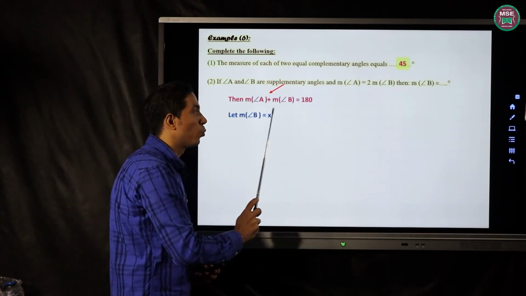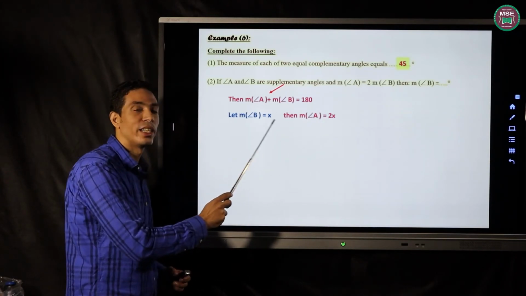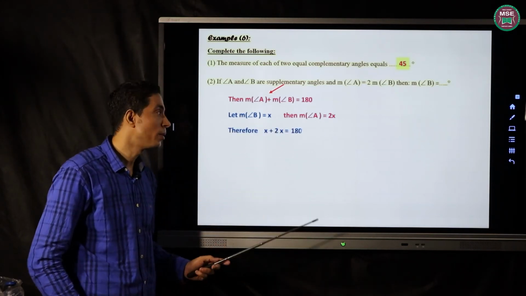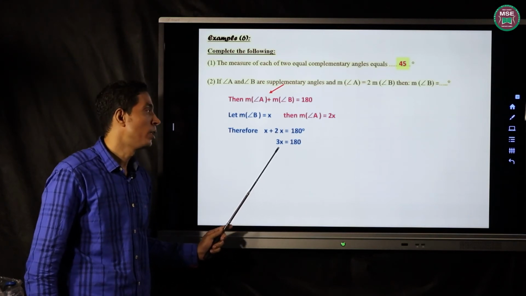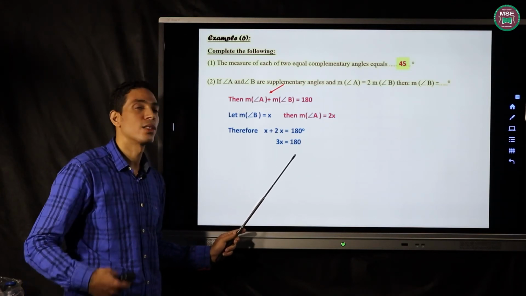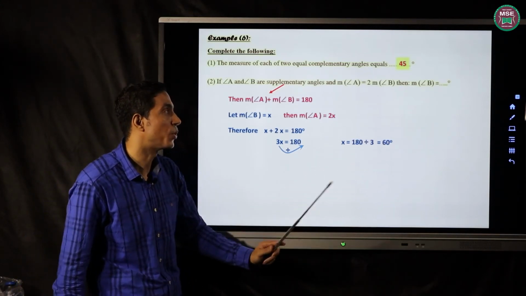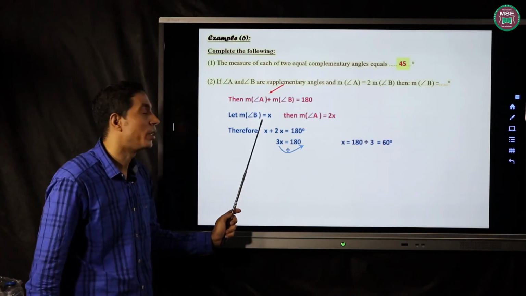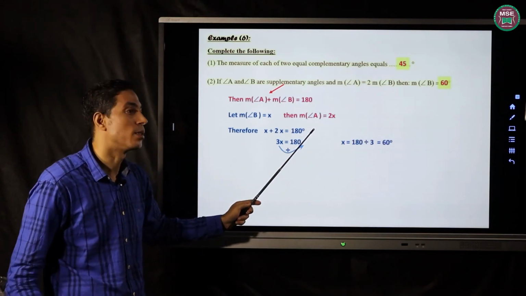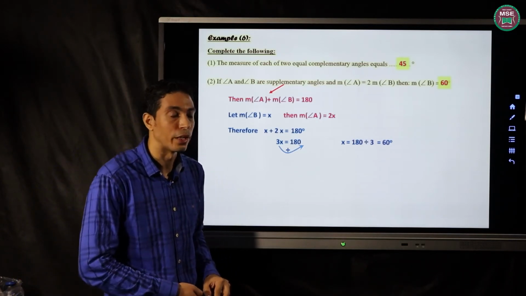Let the measure of angle B equal 1x. Then the measure of angle A will equal 2x. And we know that the measure of angle A plus the measure of angle B equals 180. Therefore, x plus 2x will equal 180. x plus 2x equals 3x. 3x equals 180. Between 3 and x we have a multiplication sign. Then 3 will go to the other side, we divide. Then x will equal 180 divided by 3, which equals 60 degrees. Then the measure of angle B, we say that B equals 1x, then B equals 60 degrees. If he wants to find the measure of angle A, we say that angle A equals 2x, then the measure of angle A equals 60 multiplied by 2, equals 120 degrees.